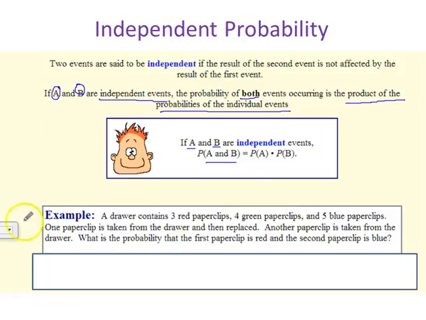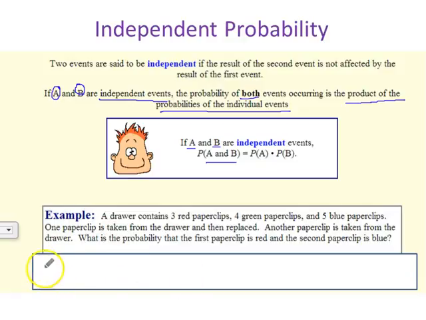So let's take an example. It always makes a lot more sense when we look at an actual example. We've got a drawer with a bunch of paper clips: 3 red paper clips, 4 green paper clips, and 5 blue paper clips. One paper clip is taken from the drawer and then put back. So it's an independent event because we're not holding on to that paper clip. We're not changing the total number of paper clips, and we're going to choose another one after we put the first one back.